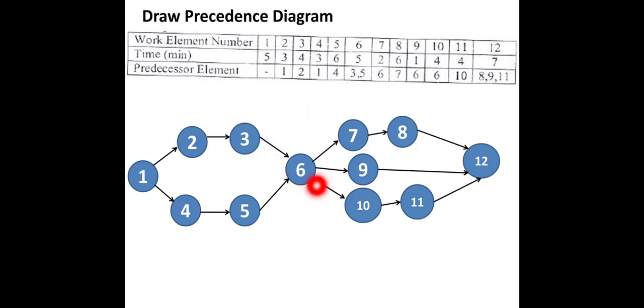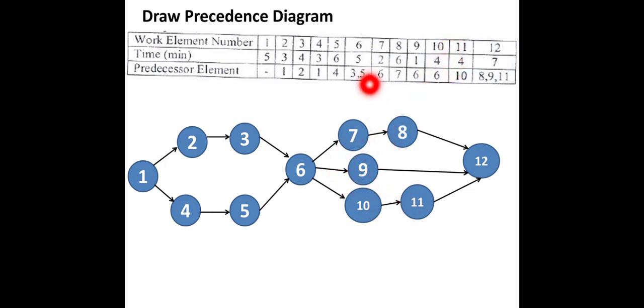Now I have provision of considering 6 in the predecessor element row. From predecessor element 6 it goes to work element number 7, to work element number 9, and to work element number 10. Now I have 7, 9 and 10 to be considered in the predecessor element row. From 7 it goes to 8. From 10 it goes to 11.